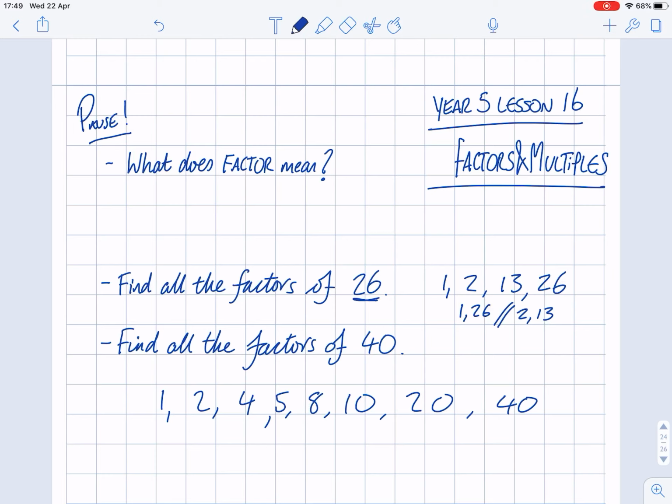So again, if we think about pairs of factors for 40, it would be 1 and 40, because multiply those together you get 40, 2 and 20, 4 and 10, and 5 and 8.